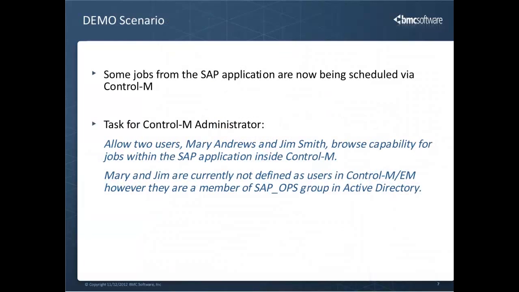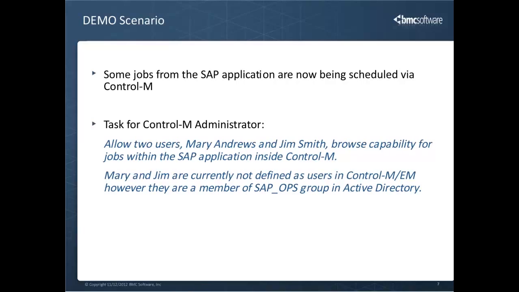Now, we'll transition over to the demo. In the demo, we'll consider a scenario. Let's say we've got some jobs from the SAP application that are now being scheduled via Control-M. As the Control-M administrator, the task for you is to allow two users, Mary Andrews and Jim Smith, browse capability for jobs within the SAP application inside Control-M. Mary and Jim are not defined as users in Control-M. However, they are members of the SAP Ops group in Active Directory.